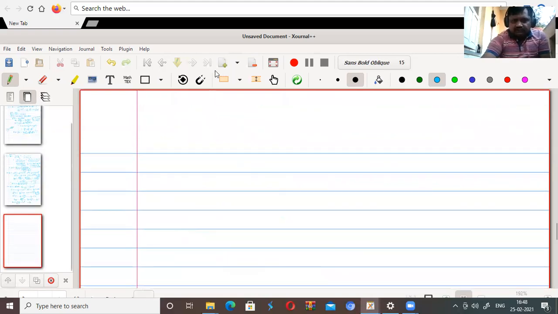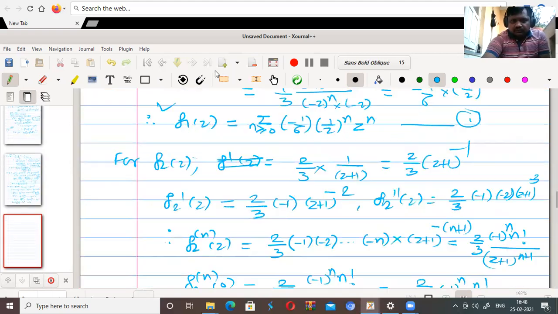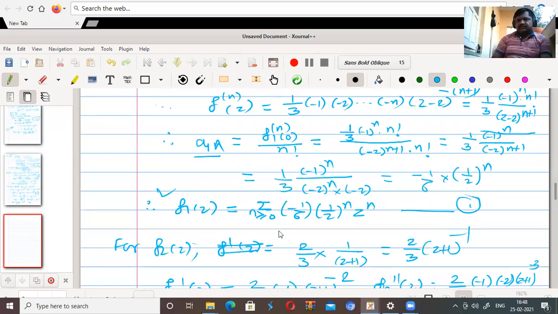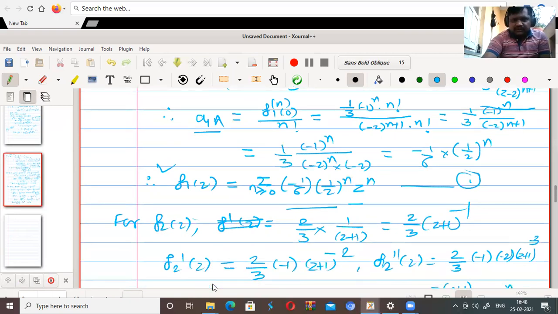1 is what? This one, summation over n greater than or equal to 0 of minus 1 by 6 into 1 by 2 to the power n into z raised to n. And therefore we have to add f1 plus f2.